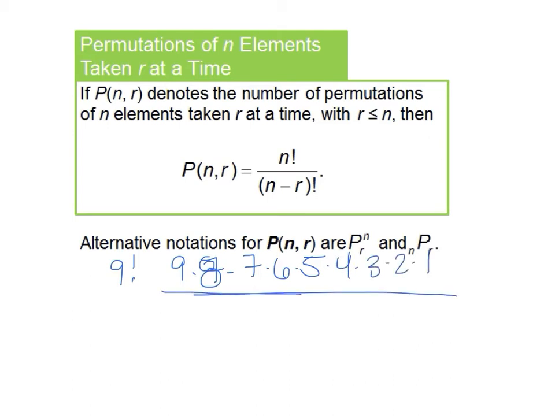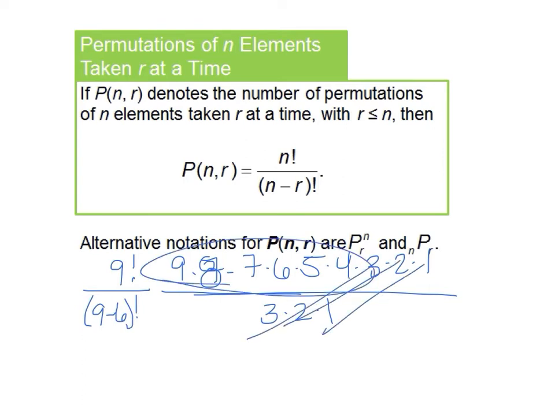So what we do is we divide this by those pieces that we don't need, which would be 3 times 2 times 1. So really what we've done is we've said 9 factorial divided by 9 minus 6 factorial, and that leaves us with exactly what we're looking for. There are calculator steps for this as well.